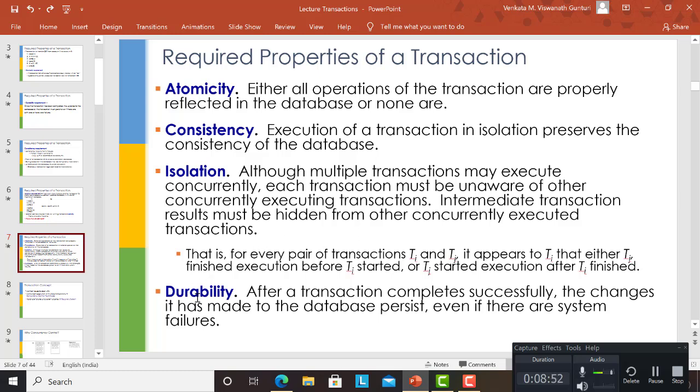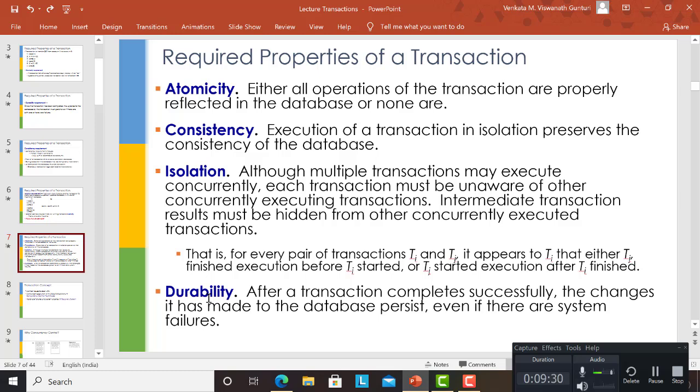Okay. And then lastly, durability, which means that after a transaction is completed and the changes have been made to the database, those changes should be present in your database even if there is a hardware failure, right? These four requirements are called the ACID requirements of a transaction. It's a very famous question, right? People will ask, what are the ACID properties of a transaction? So these are your ACID properties: atomicity, consistency, isolation, and durability.